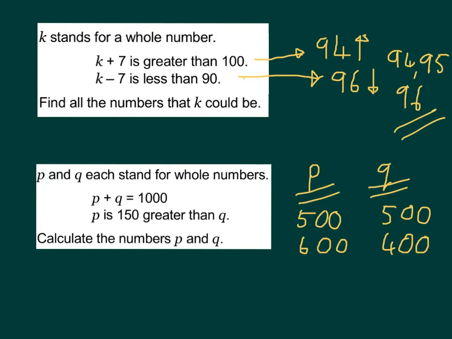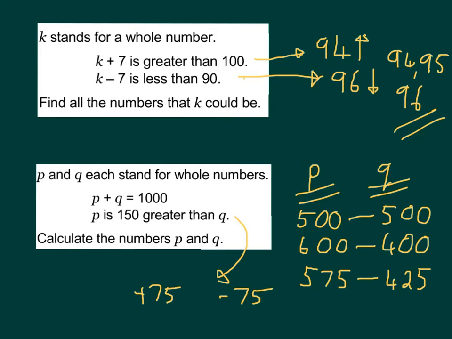Now, for the second question, I would suggest having a go at some different values for P and Q. Say if they were the same value, of course it would be 500 and 500, making 1,000. But then P isn't 150 greater than Q. So you need to make P bigger and Q smaller, so it still adds up to 1,000. Say if you had 600 and 400, well that's a difference of 200, so P must be a bit smaller and Q must be a bit bigger.